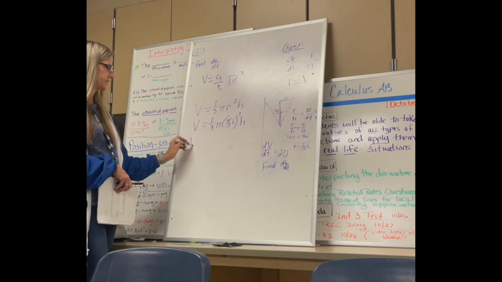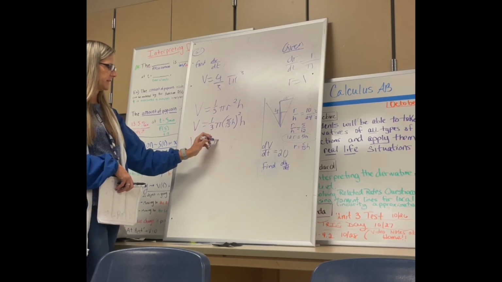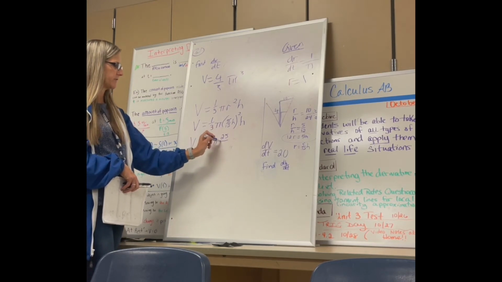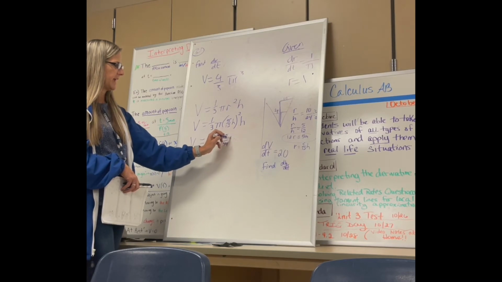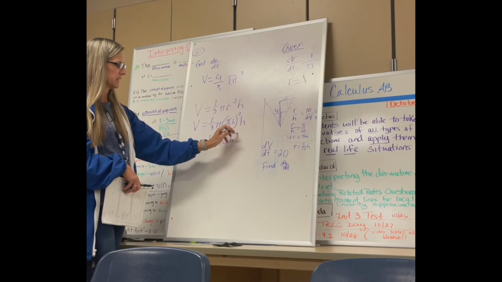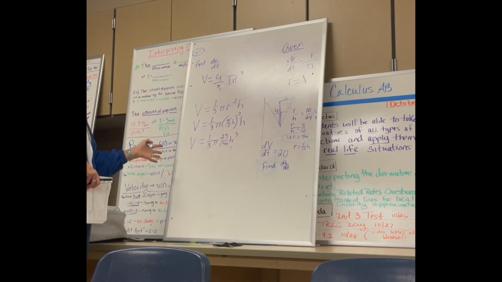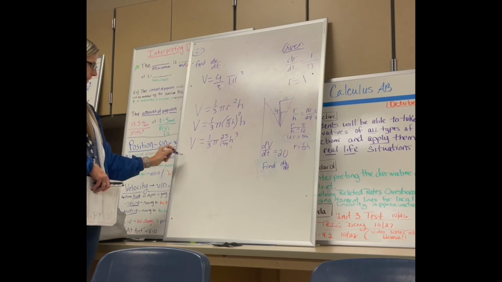Still not a calculator question, so don't multiply anything you don't have to. So that would be 25 over 144 H squared, but times another H is gonna be H cubed. Now I'm ready to do the derivative.